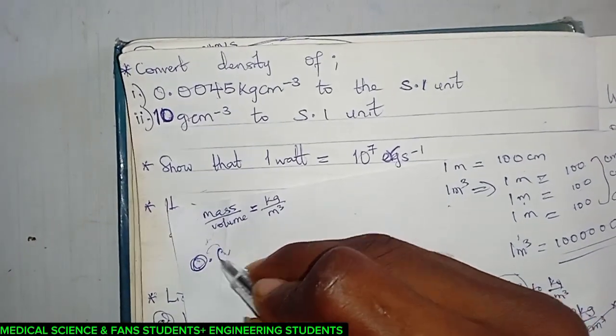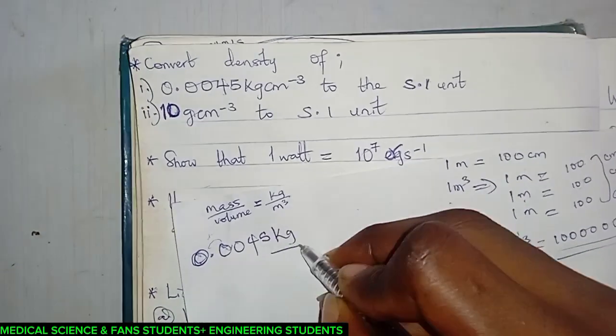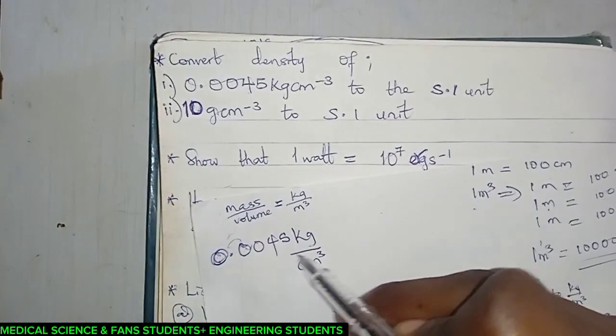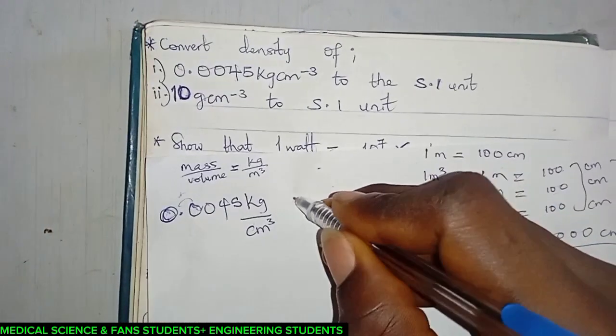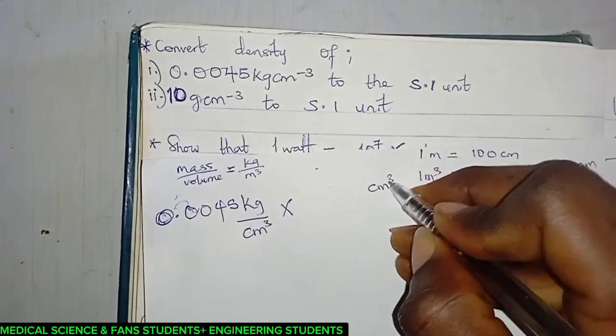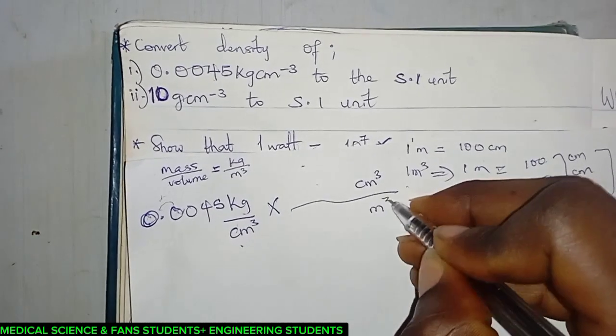I'll say 0.0045 kg all over cm cube. You know that this thing means per, which is the same thing as when it comes down here. Now to convert to kg per meter cube, it's times, I'll put cm cube up here so that cm cube will cancel cm cube, all over meter cube.